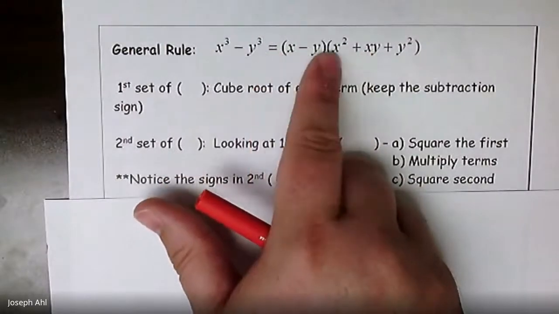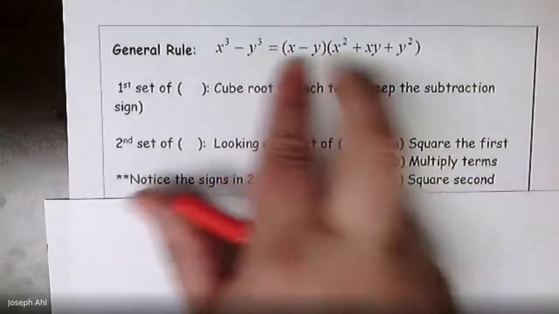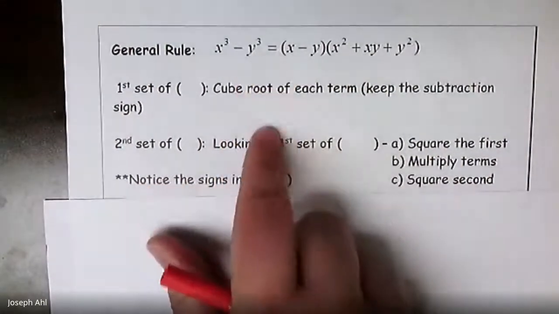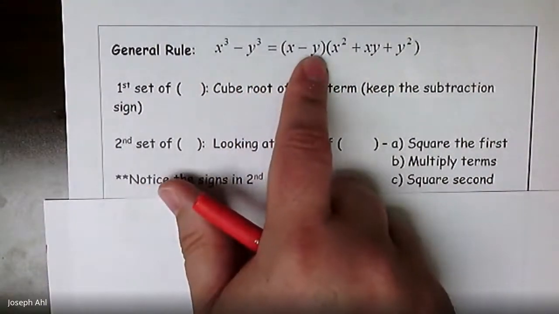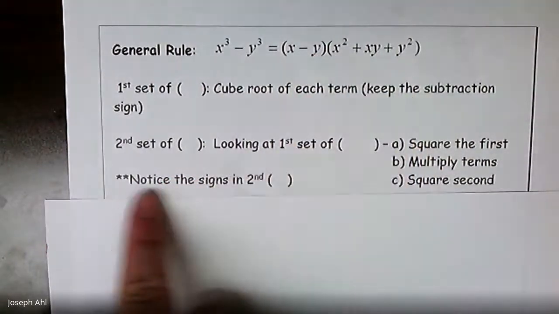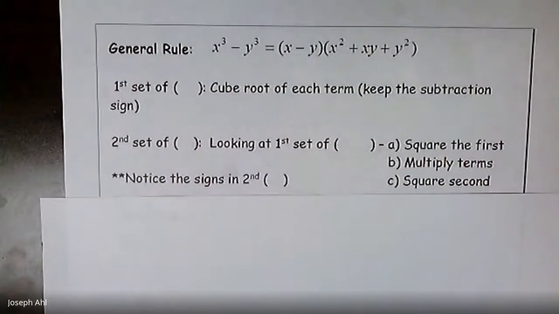So what did I do to get the middle term? You multiply x and y. You're multiplying these terms together to get what's in the middle. And finally, at the end, you square the second term. So the second term that I'm referencing is this y right here. Square the second term of the binomial to get y squared. I did make a note to notice the signs in the second set of parentheses. They will always be plus plus, always.